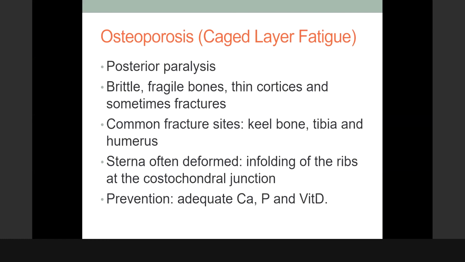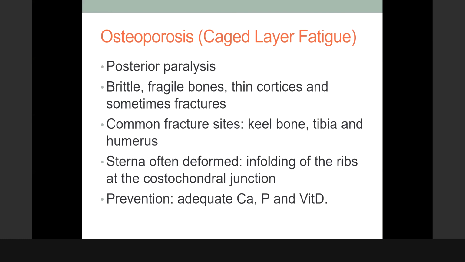So what happens is you'll see posterior paralysis. Usually in cage layer fatigue, you will see all these chickens suffering from cage layer fatigue lying on their side. They lie on their side with brittle, fragile bones, thin cortices, and sometimes fractures.